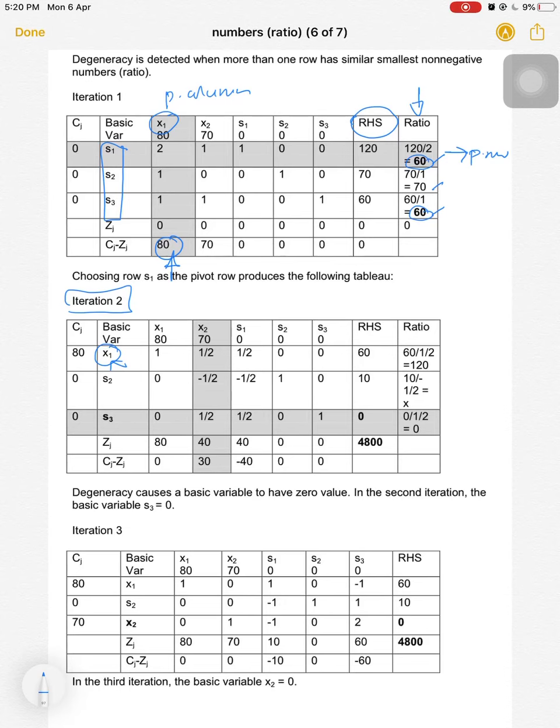Degeneracy causes a basic variable to have zero value. In the second iteration, the basic variable S3 equals 0. The basic variables are X1, S2 and S3. Here S3 is a basic variable, but its right hand side value is 0. It's not wrong, it's still true, but we have a special case that we call degeneracy.